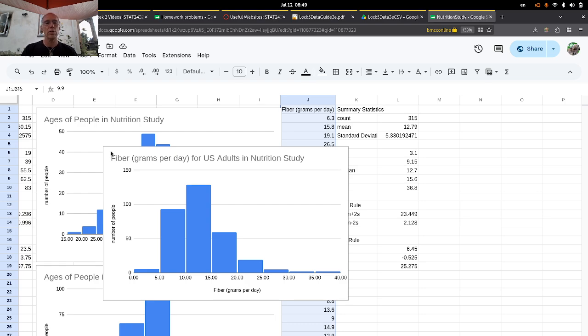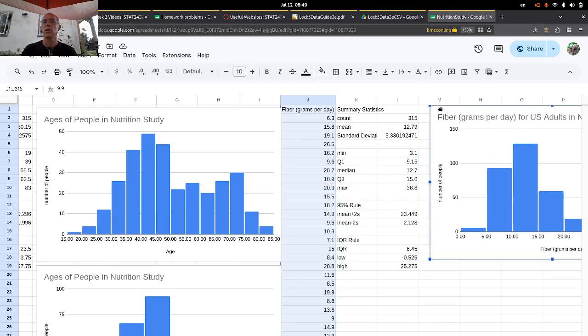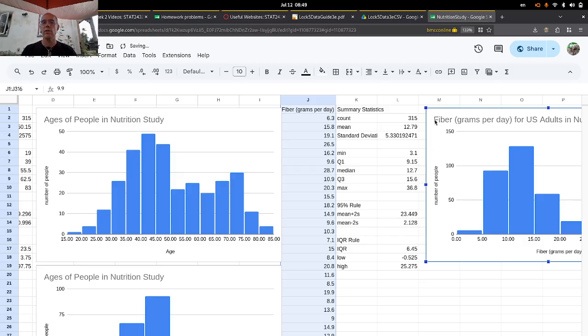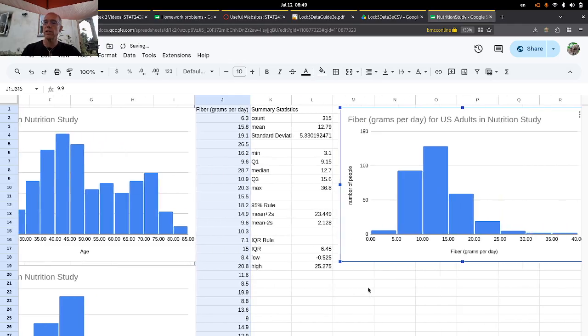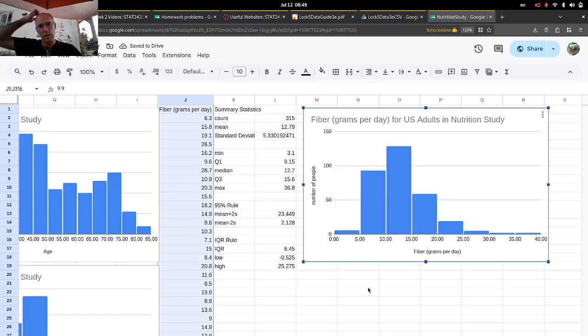All right, so come on, move please. There you go. We can see there it is slightly skewed right. So what does that mean? It means a few people had an unusually large amount of fiber consumption compared to the rest. Skew is in the tail.